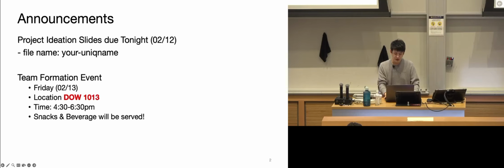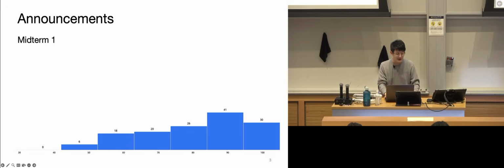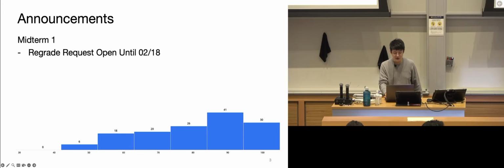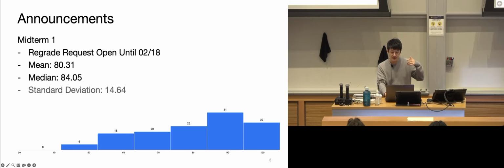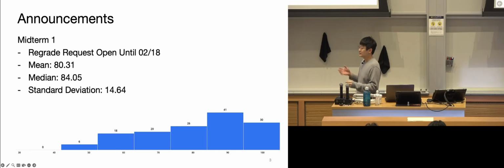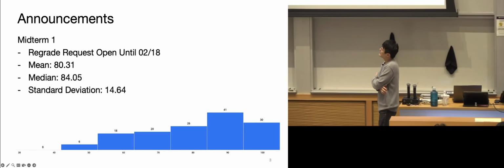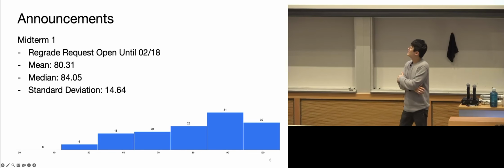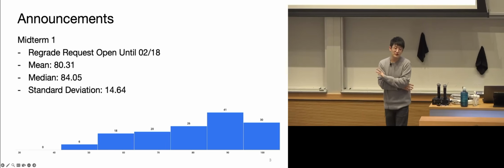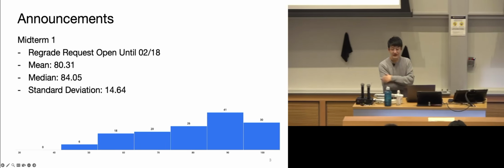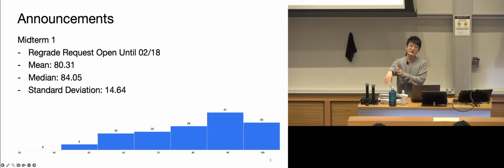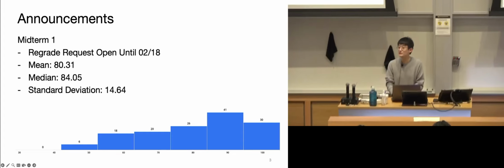Okay, cool. So this is the midterm distribution, and I think overall you guys did pretty decently. We will have the review request open until the 18th, so basically 1 week after we release the score. We have a mean around 80, which is pretty decent, median 84, and standard deviation of about 14.6. And this is the distribution. The exam is capped at 100, so you will get 100 tops.